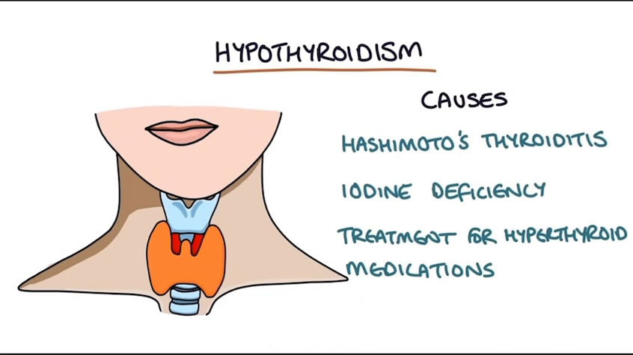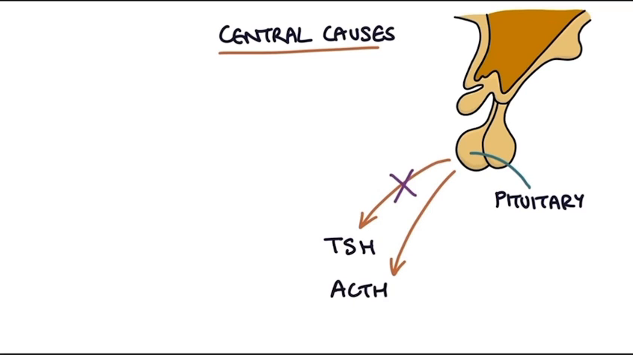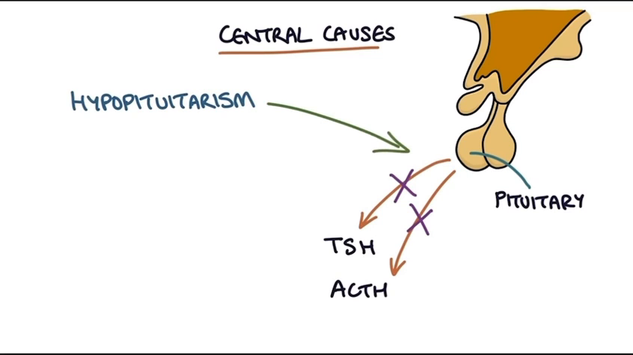There's also secondary causes of hypothyroidism, or central causes, and this is where the pituitary gland is failing to produce enough TSH. And this is often associated with a lack of other pituitary hormones as well, such as ACTH, and this is called hypopituitarism, and it has quite a few different causes.